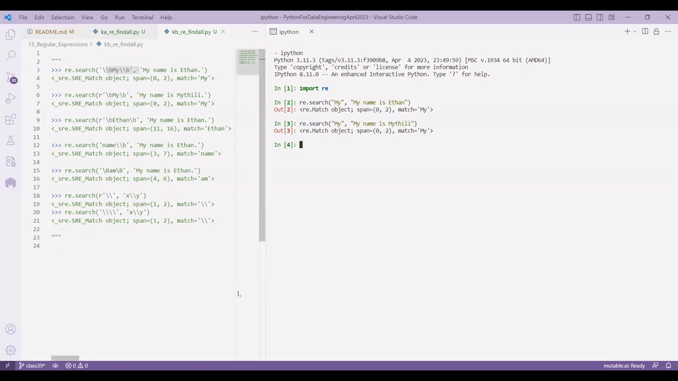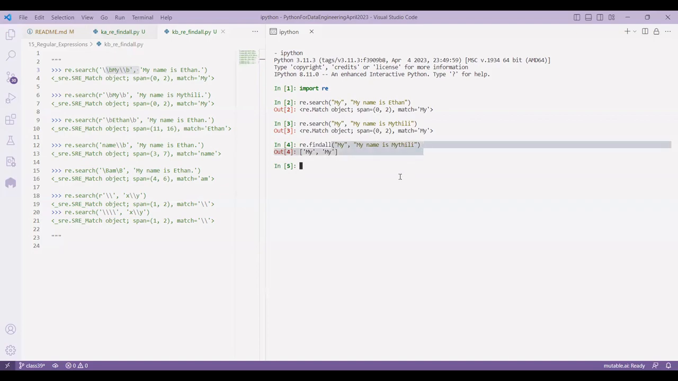My name is Maithili. Did you see? It found it in the first two digits itself. You got it. Search will try to find only in the first. That's how it works. And if I go for re.findall, now you see, when I asked for "my", I got what? "My name is Maithili." You got two things, right?